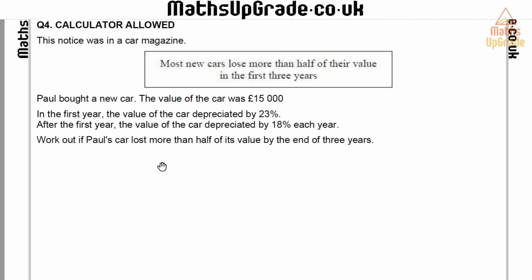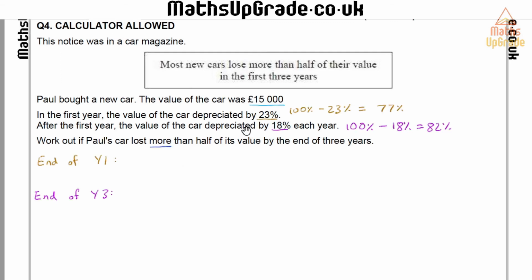So in essence, what I'm going to do here is apply the percentage multipliers repeatedly. The first percentage multiplier is given by this depreciation of 23%. Okay, so we're starting with 100%. If it depreciates by 23%, I'm left with 77%. So the multiplier here will be 0.77.